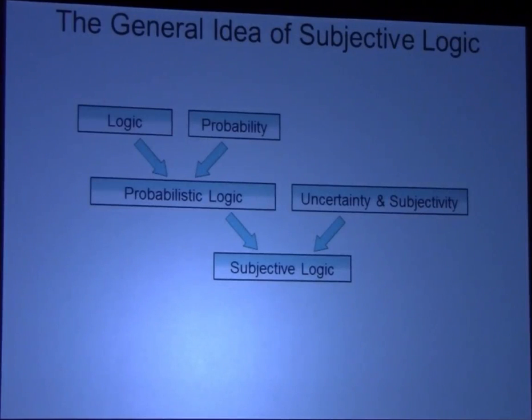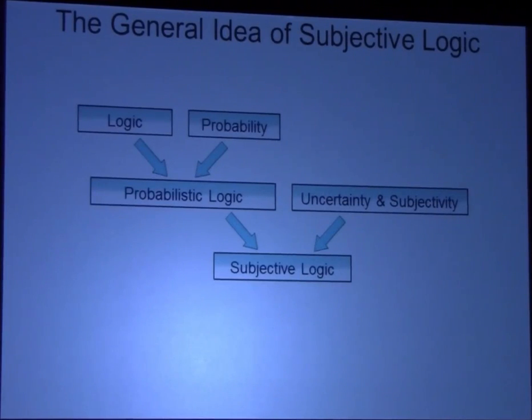So the general idea of subjective logic is to take binary logic, for example, where the variables must have Boolean values, true or false. But instead allow the variables to have probability values. Okay? Then that's probabilistic logic.